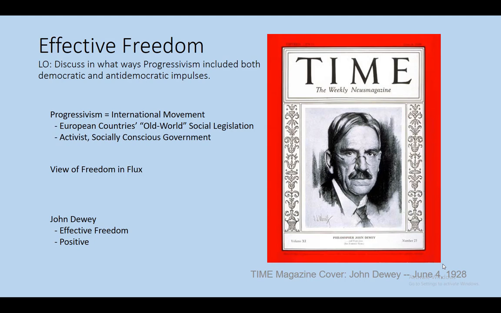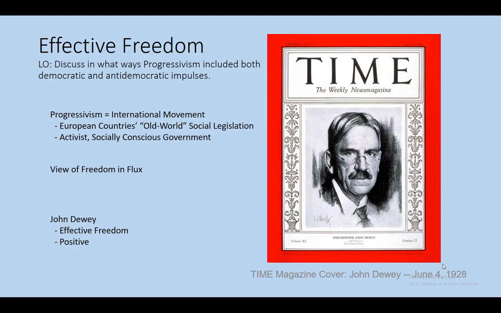We're now going to begin discussing the learning outcome: discuss in what ways progressivism included both democratic and anti-democratic impulses. Progressivism, again, was an international movement, as cities throughout the world experienced similar social strains from rapid industrialization and from urban growth. This is happening kind of everywhere. Cities are getting really, really big as they industrialize, and they're seeing similar problems.